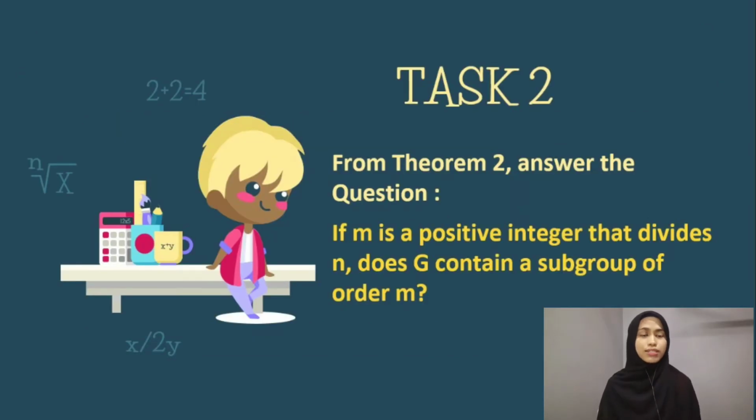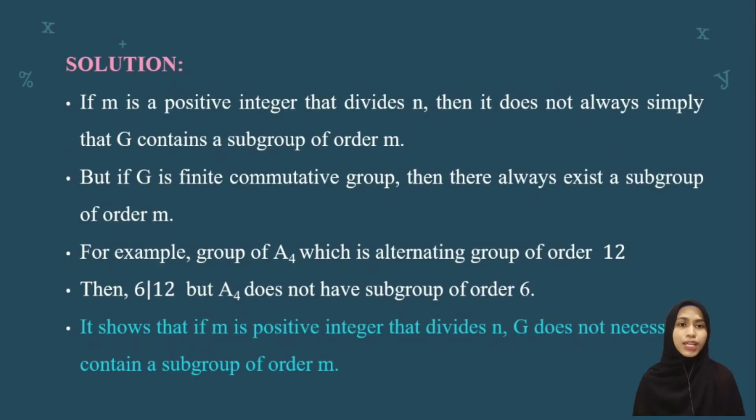For task 2, it asks us to answer the question. The question given is, if m is a positive integer that divides n, does G contain a subgroup of order m? So for the solution, if m is a positive integer that divides n, then it does not always follow that G contains a subgroup of order m. But if G is a finite commutative group, then there always exists a subgroup of order m.